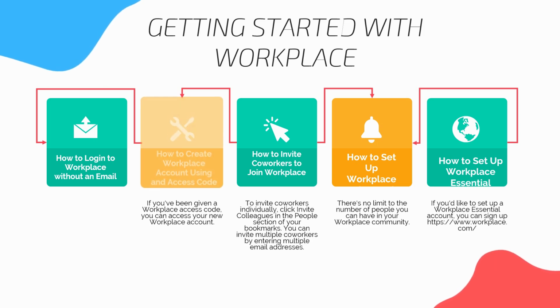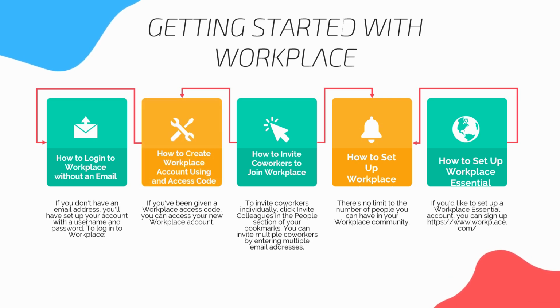How to create a Workplace account using an access code. If you've been given a Workplace access code, you can access your new Workplace account. To access your Workplace account, first go to workplace.com or download the Workplace or Workplace Chat apps from the iOS App Store or Google Play Store. On the login screen, click or tap Create an account with access code, enter the 16-character access code you were provided, and set a unique username and password. You'll now use it to log into Workplace. Once this is set, you'll now have access to Workplace.